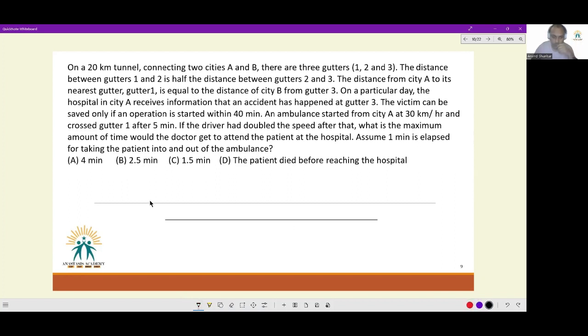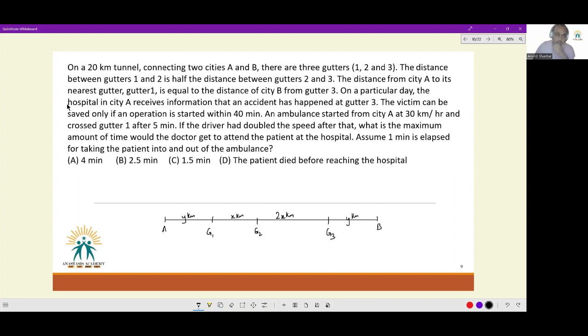Everything that we have, we will write. We have A, we have gutter 1, we have B, roughly same distance, gutter 3, and we know the distance between gutter 1 and 2 is half the distance between gutter 2 and 3. So if this distance is x kilometers, this distance is 2x kilometers. If this distance is y kilometers, the distance from city A to the nearest gutter, gutter 1, is equal to the distance of city B from gutter 3. This is y kilometers. Distance wise, this is the image that has been created.